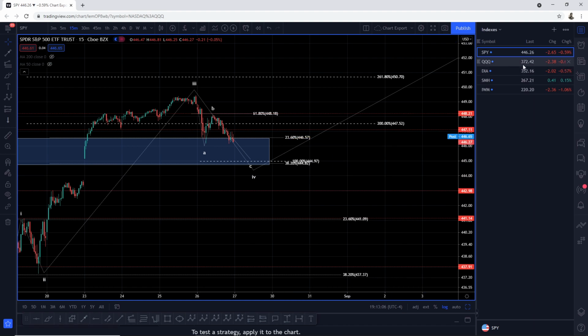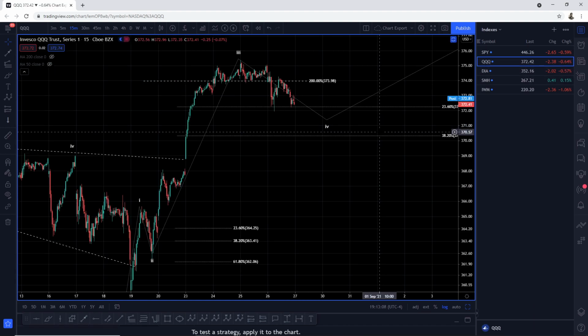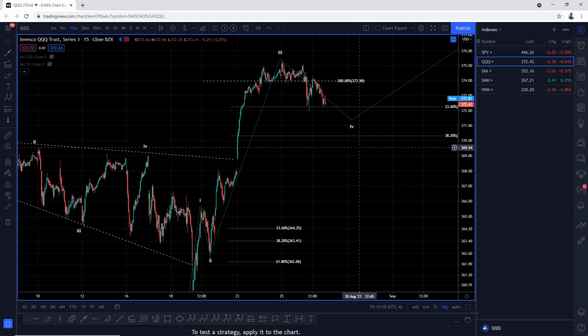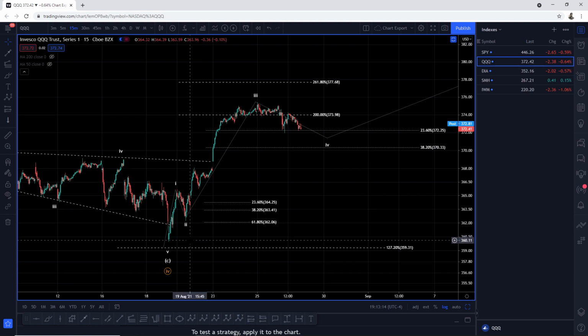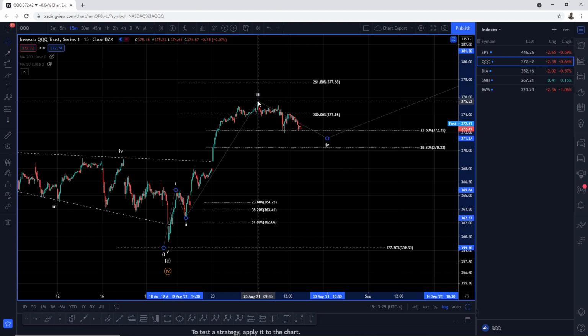Now, over to the Qs. The Qs are exactly how we've been expecting it, guys. This cannot get any clearer, but this excites me. You know why? Because that's why I love Elliott wave. All right, guys. So up in one, down into the 618 retracement support at 362.06, up in three.